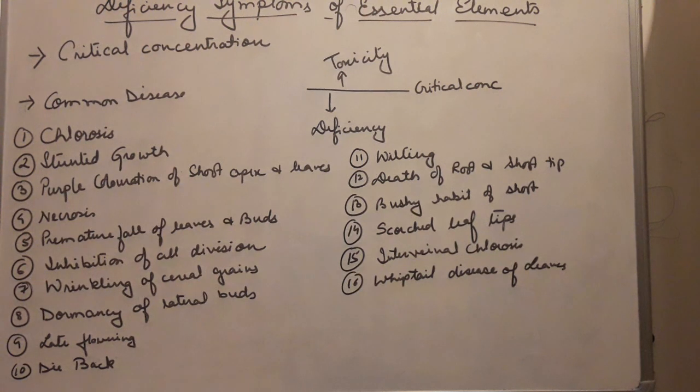Then next is dieback. Dieback means the apex tissue of the apical portion dies, shoot tip, leaf tips. Then gradually that portion continues towards the lower part. That's why it is called dieback disease, and that is due to potassium and copper deficiency. Wilting, that is loss of turgor, water loss, is due to chlorine. Death of root and shoot tips is caused by boron deficiency. Bushy habit of shoots is due to potassium deficiency.